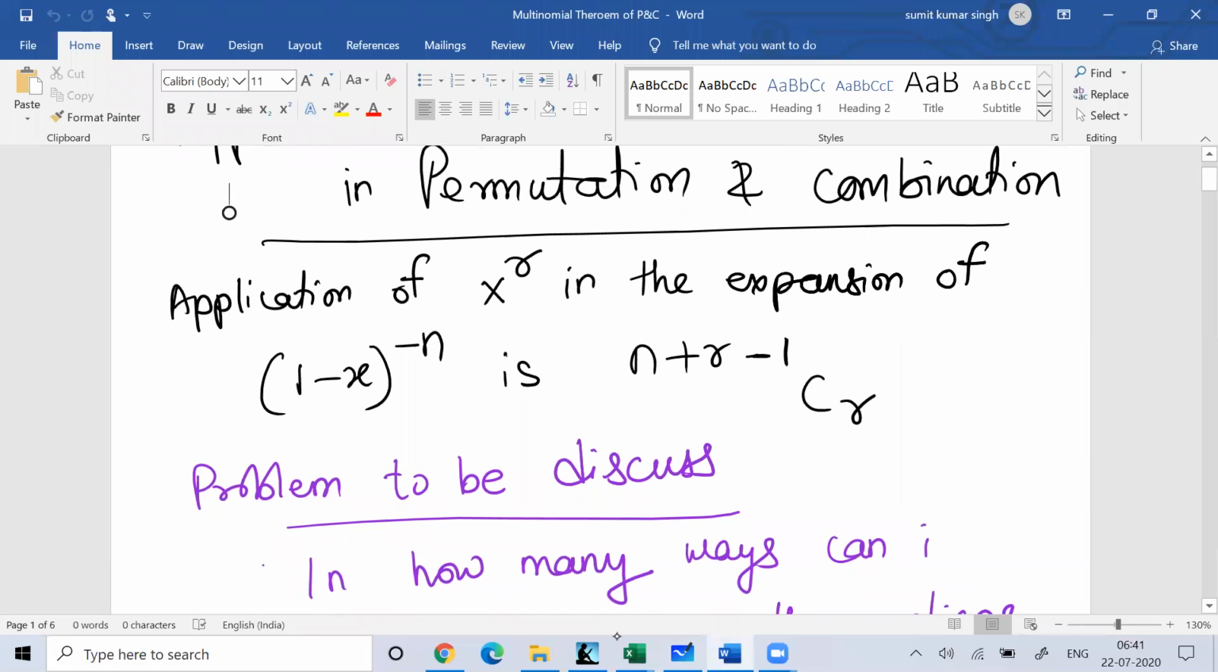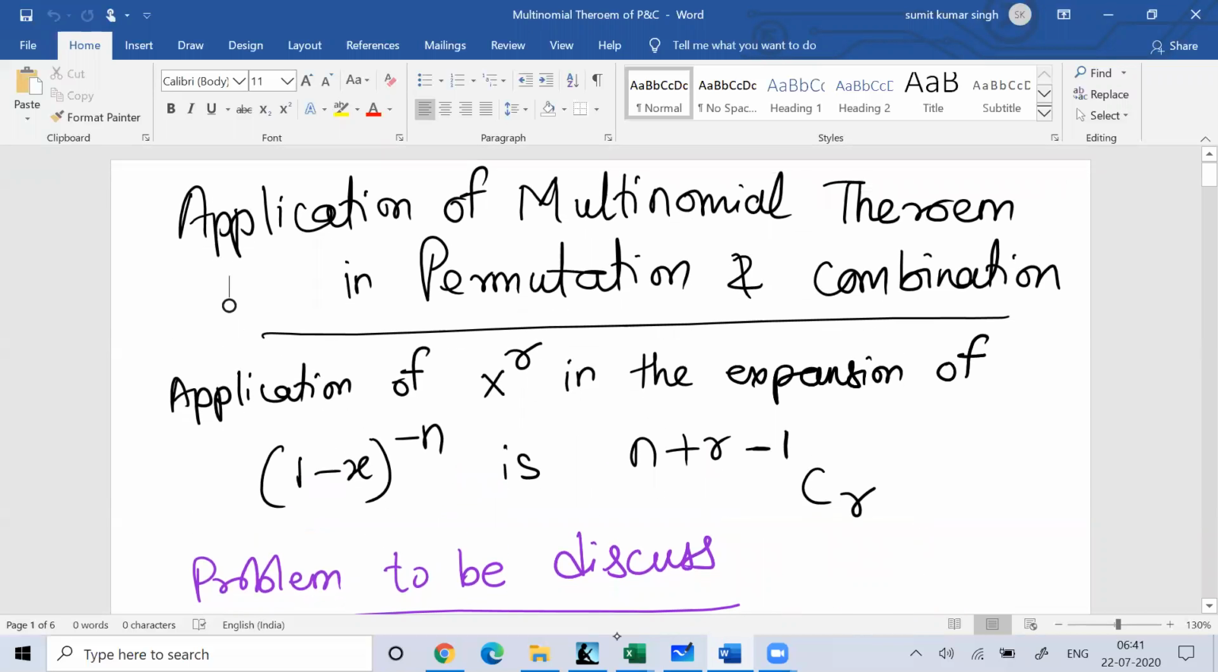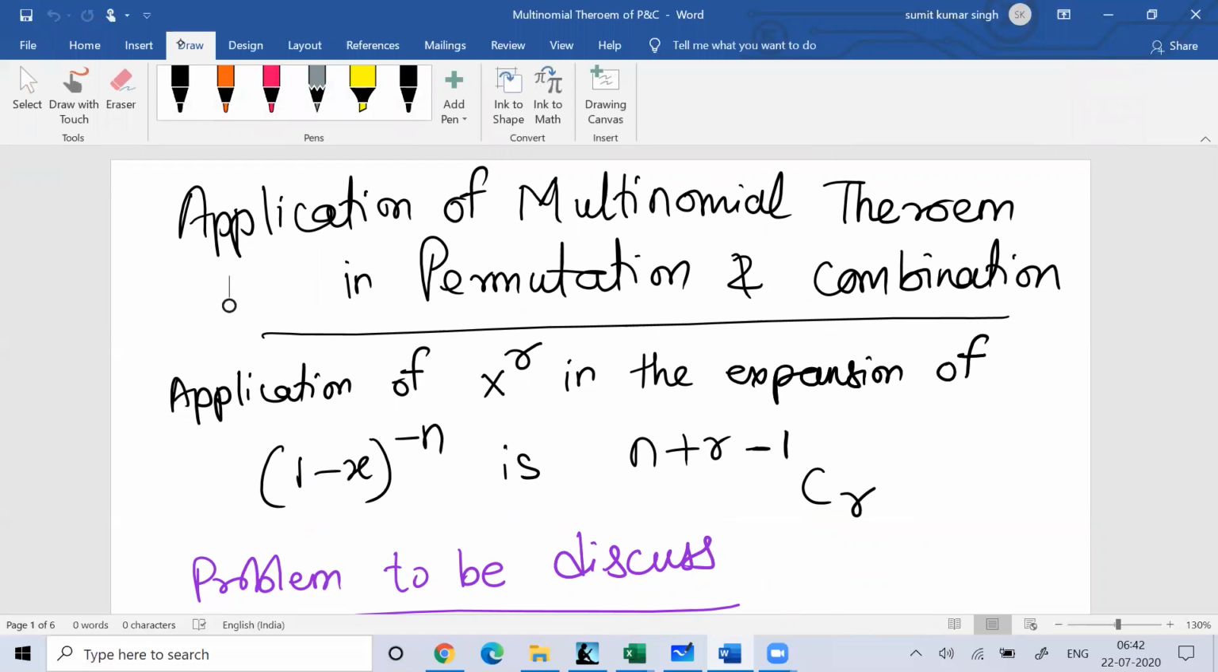So basically when we talk about solving the problem, if I'm discussing the application of multinomial theorem in solving permutation combination problems, you need to remember the concept that I'm discussing here. So here we use this formula.